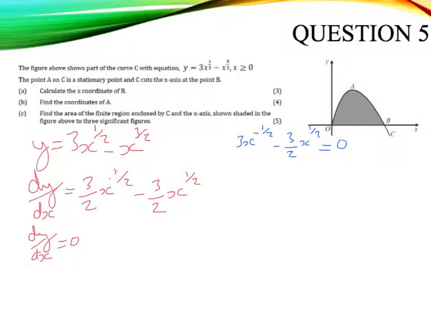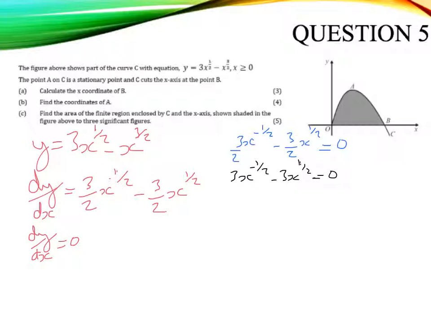Not particularly nice looking, but is there something that we can do here? Oops, I've missed a little bit out. That's over 2. Well, first of all, notice that we've got over 2 here. So why don't we multiply everything by 2 first? At least that solves a few of our worries. So we've now got 3x to the minus a half minus 3x to the half equals 0. So that's a start. Okay, what should we do next?